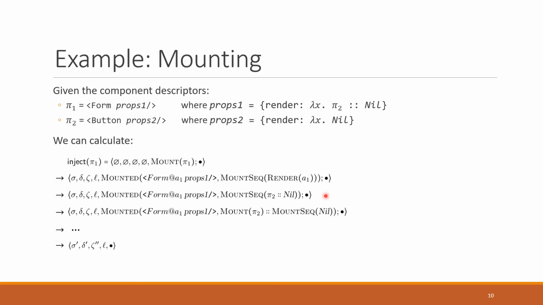So when we have this and take a step, well, render here, calling that returns, as we saw, this list here of component descriptors, pi2. Then to mount a sequence, well, we just split it up and we mount the first component and then the rest. And so I'm not going to show you all the steps, but in the end, we're going to end up with a configuration where we have entered the event loop, and these components have been mounted and been set up appropriately in the virtual DOM.